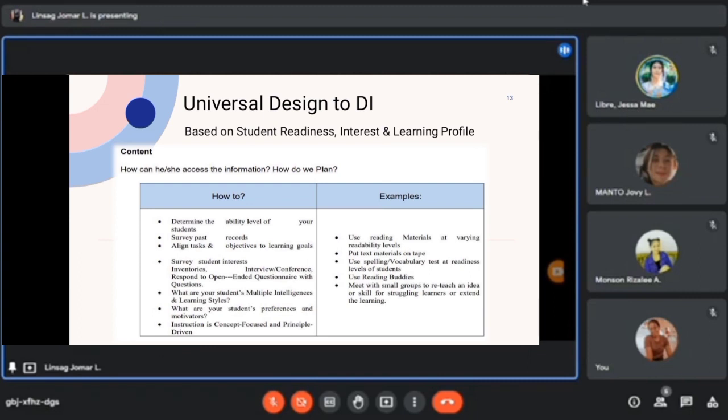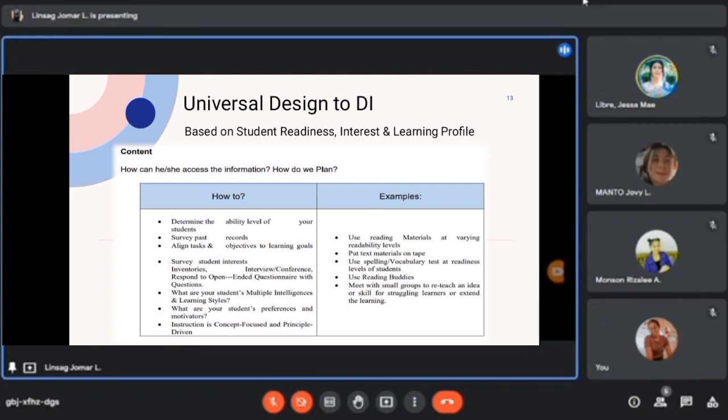Instruction is concept focused and principle driven. So these are the examples at the right side. Use reading materials at varying readability levels. Put text materials on tape. Use spelling and vocabulary tests at readiness levels of students. Use reading buddies. Meet with small groups to reteach an idea or skill for struggling learners or extend the learning.